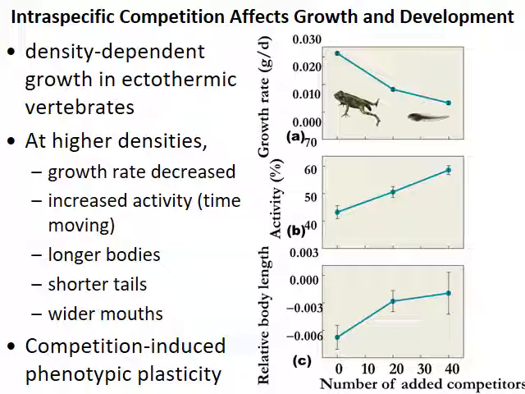An increase in activity, meaning they need to spend more time looking for food. But you also see these other things like longer bodies, shorter tails, wider mouths. These are traits associated with an increased foraging type phenotype. So what we have here is a plasticity caused because of competition, which is pretty interesting. So these high densities can affect how they develop.